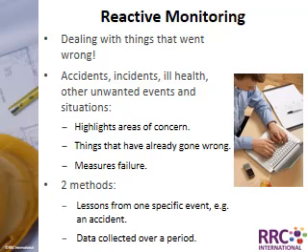Reactive monitoring. Reactive monitoring uses incidents, ill health, and other unwanted events and situations as indicators of health and safety performance to highlight areas of concern. By definition, this means reacting after things have gone wrong. This indicates two weaknesses with reactive monitoring. Number one, things have already gone wrong. Things are being put right after the event rather than before. And number two, it measures failure, which can be a negative aspect to focus on.